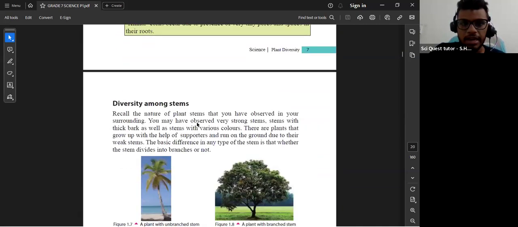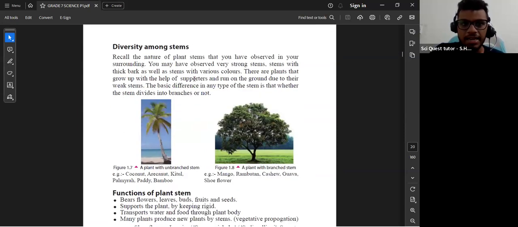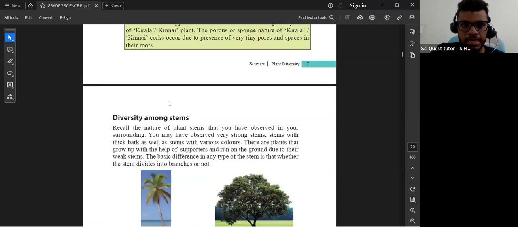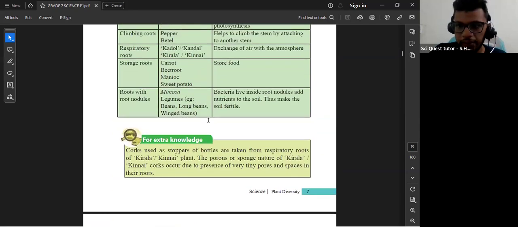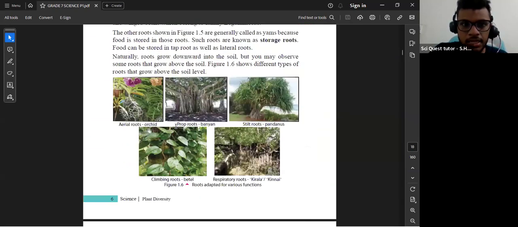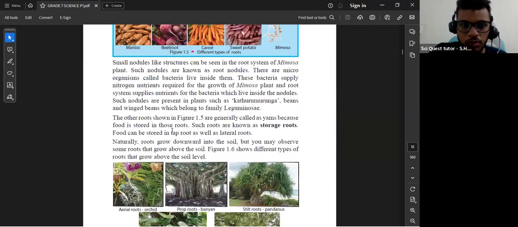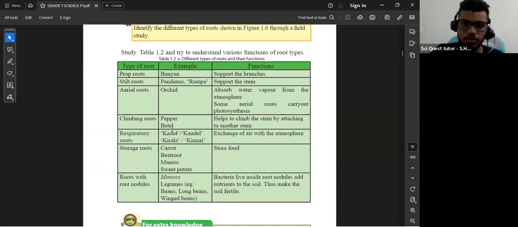Right. So last week there was a very challenging quiz, and many students tried their best to get the marks. So today we are going to study about the diversity among stems. Since some new students have joined our lesson, I'll just do a quick recap of last week's lesson. So last week we studied mainly the types of the roots, isn't it? The types of the roots, right?